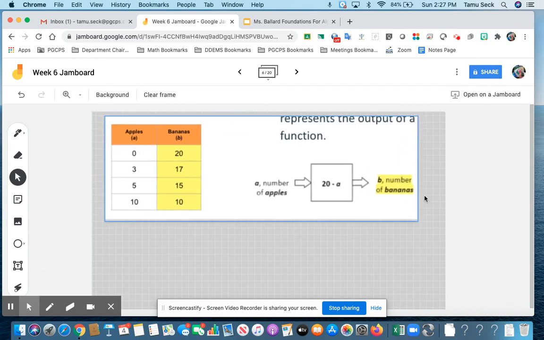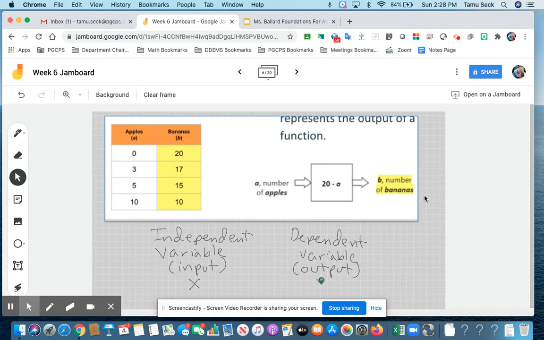Okay. So the two vocabulary words that we're talking about are independent variable and dependent variable. These are notes. The independent variable is the input, and the dependent variable is the output. The independent variable is represented by the letter X, and the dependent variable is represented by the letter Y or by f of X, which we're going to talk about today.